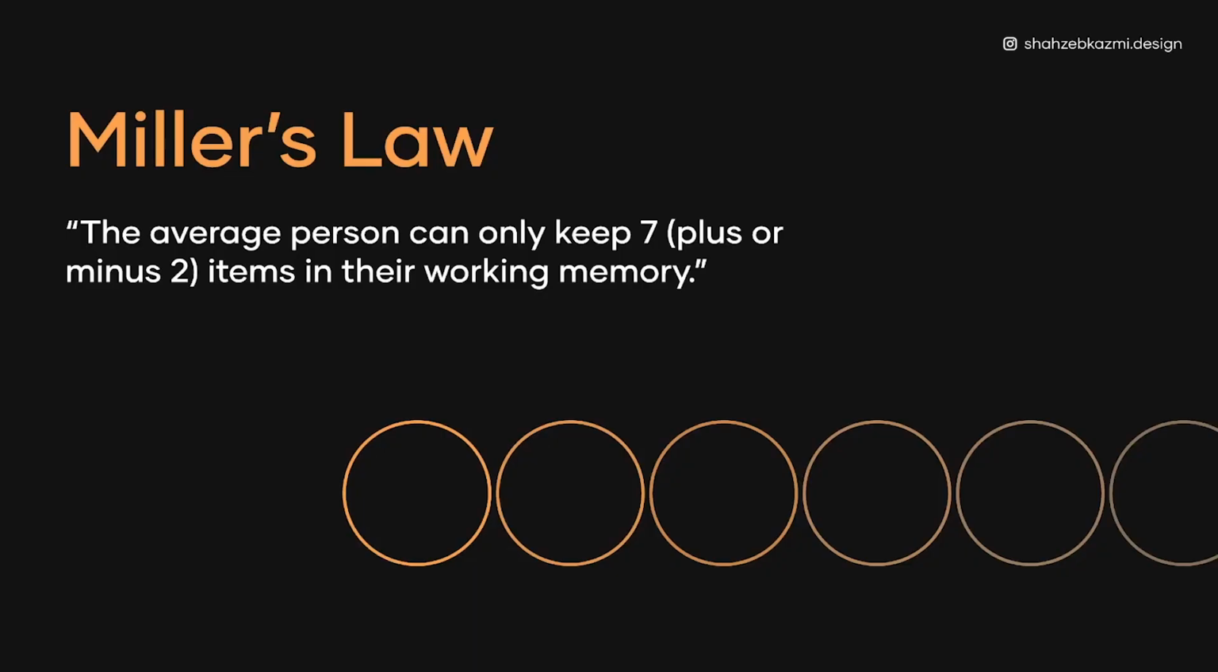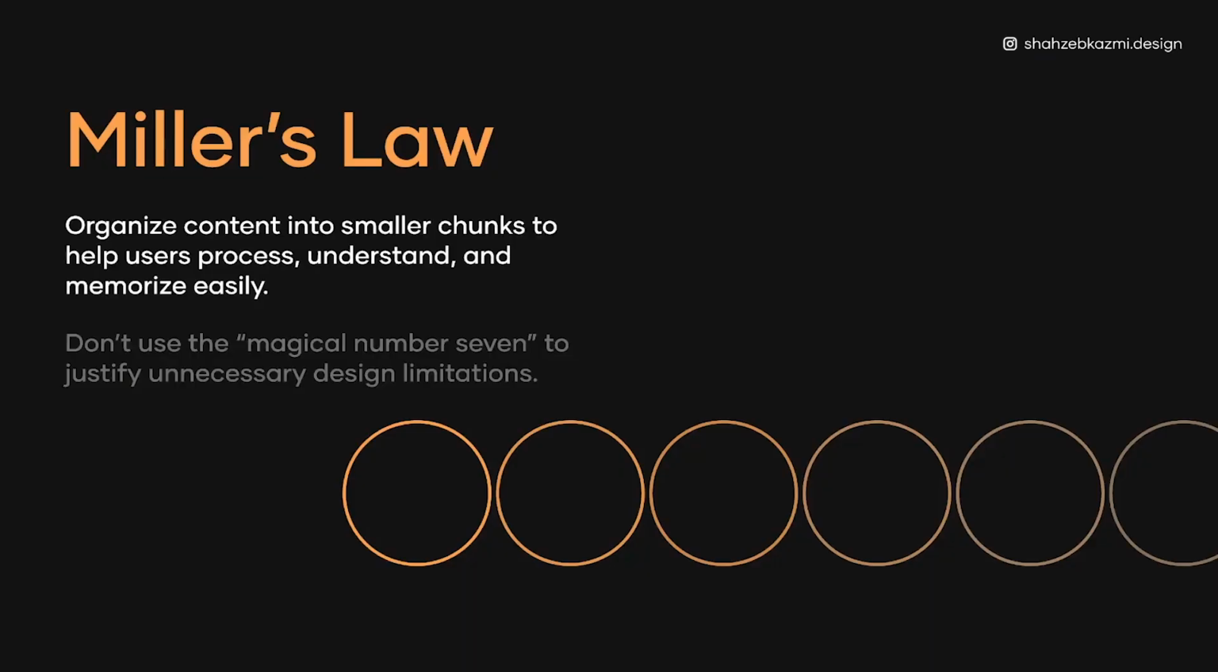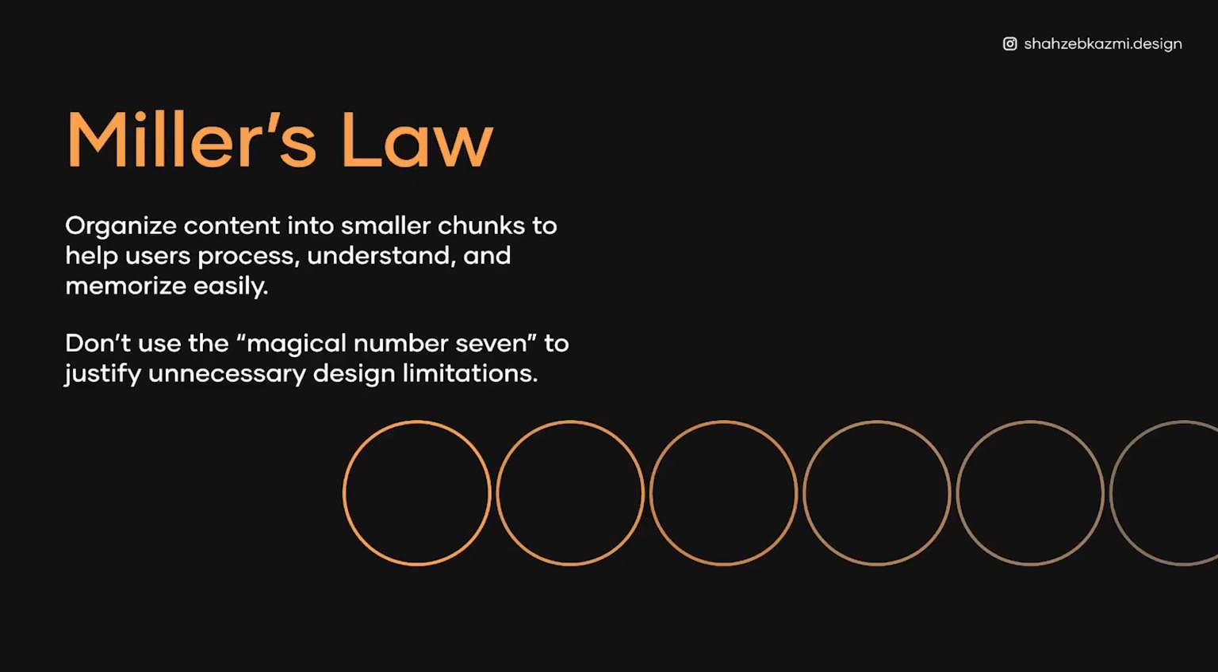The last UX law I personally love is Miller's law. It says that the average person can only keep 7 plus or minus 2 items in their working memory at a time. So this largely relates to content and how you can structure the content in your interfaces. Organize content into smaller chunks to help users process, understand, and memorize easily. If there's a lot of information on one screen, it would be super hard for them to remember. The second one is don't use the magical number 7 to justify things unnecessarily. Just stick to what is most critical.